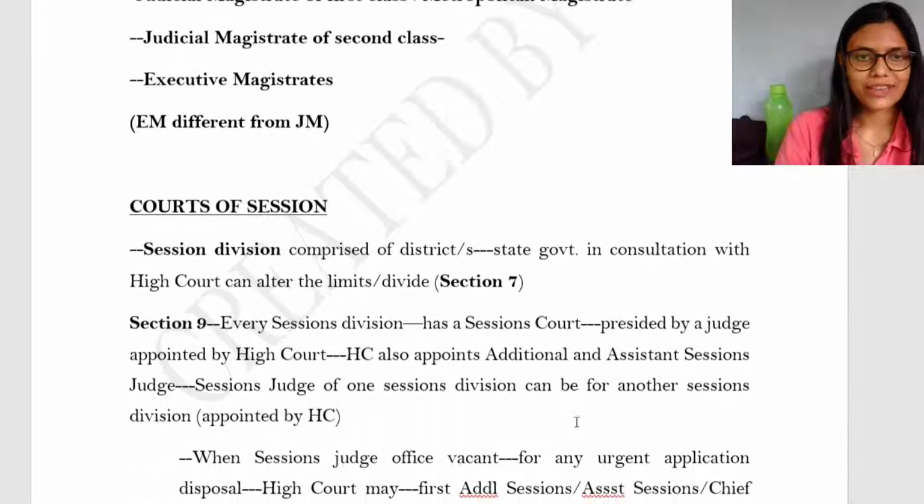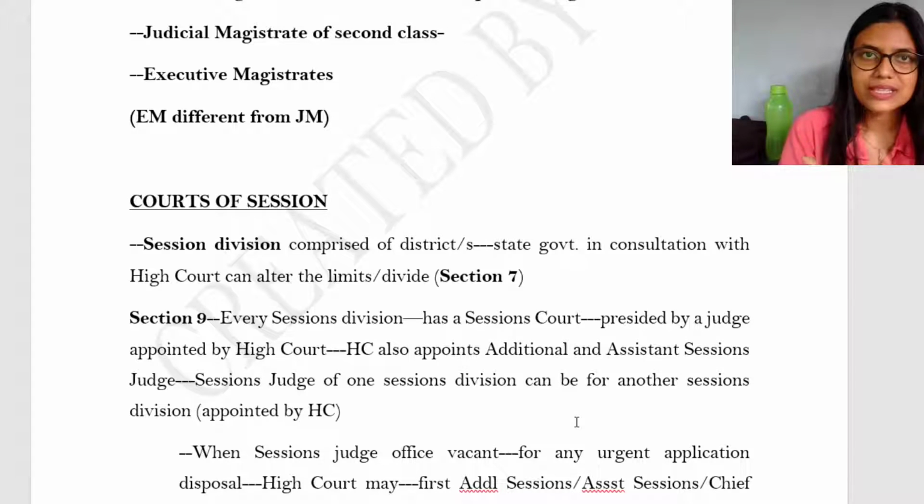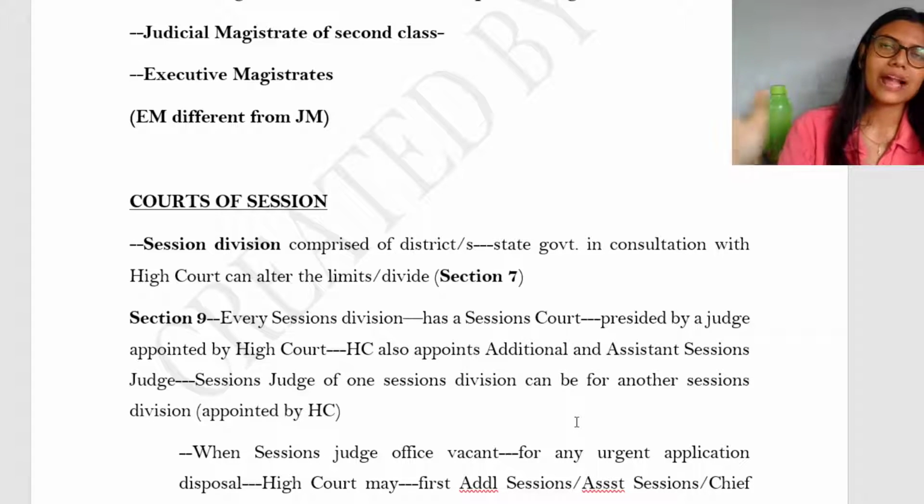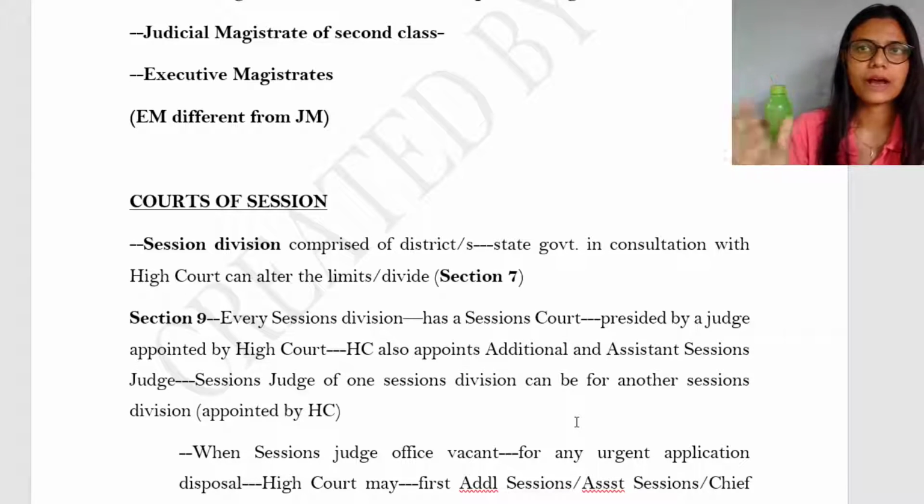So what are courts of sessions? First, we need to understand what a sessions division is. A sessions division is comprised of either one district or a number of districts. A sessions division will be established by the state government in consultation with the High Court, and in consultation they can also alter the limits of a sessions division or divide it. Like if in a previous time one particular area comprising 5 districts was made one sessions division.